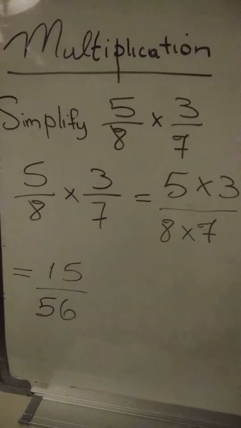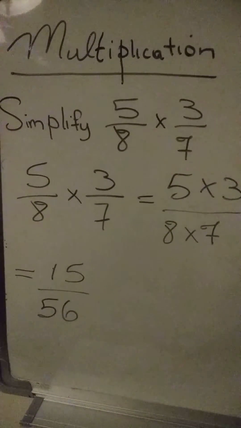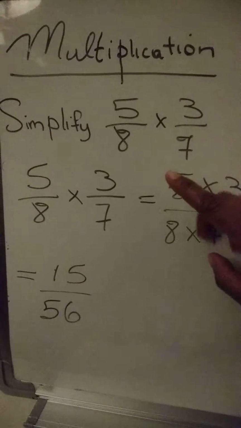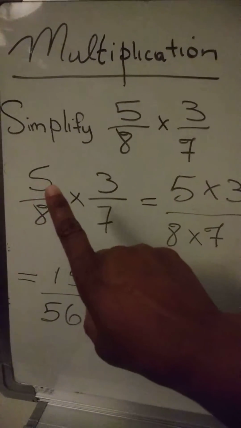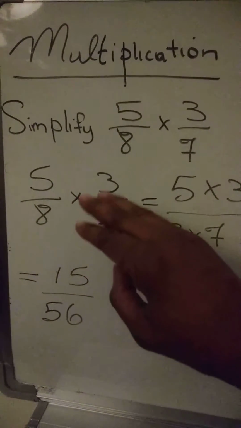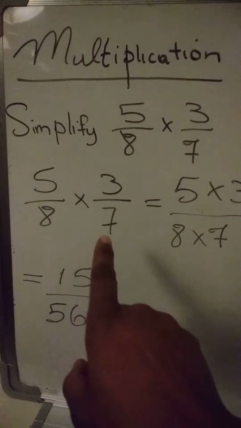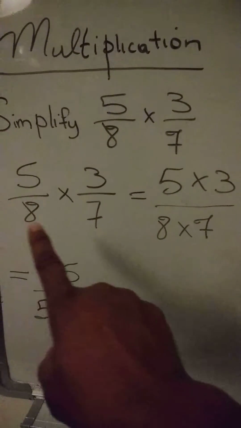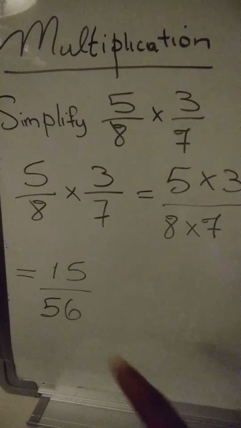So today we're going to talk about multiplication of fractions. The first fraction that we're going to talk about is 5/8 times 3/7. These two fractions are proper fractions, and we're not seeing any common factor present here that can go into any of these numbers. So we go ahead and multiply 5 times 3, 8 times 7. So 5 times 3 is 15, and 8 times 7 is 56.